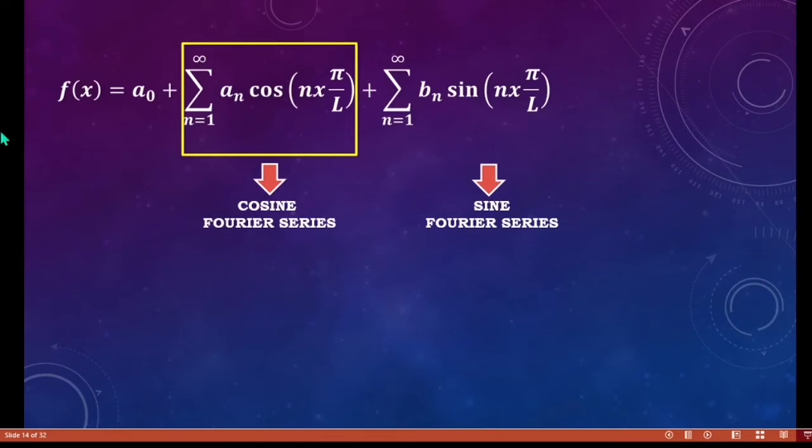a sub 2 naman is cosine 2x pi over L, a sub 3 naman is cosine 3x pi over L, and so on. So, the same lang dito kay sine Fourier series. So, b sub 1 sine 1x pi over L, b sub 2 sine 2x pi over L, b sub 3 sine 3x pi over L, and so on.